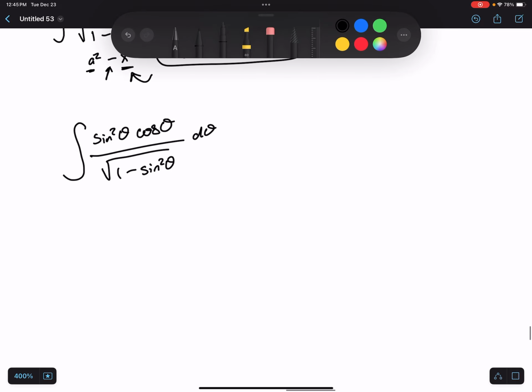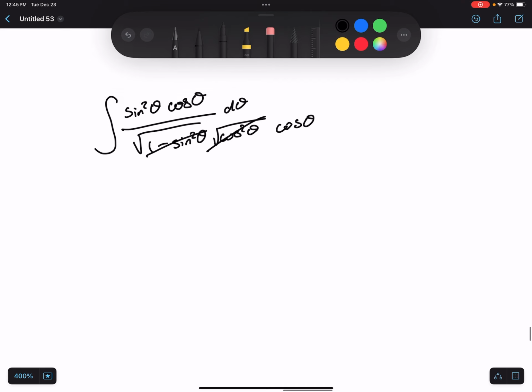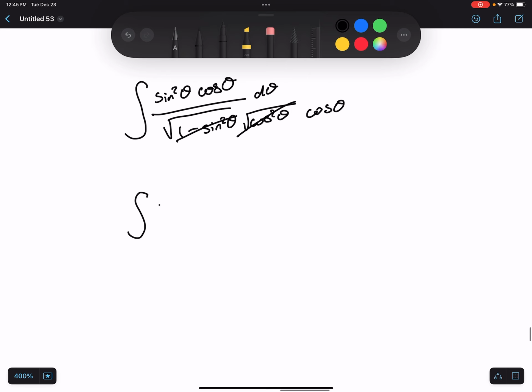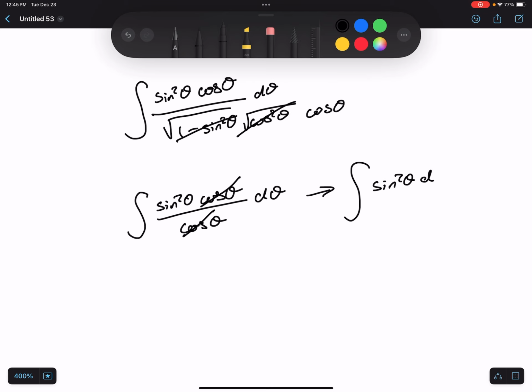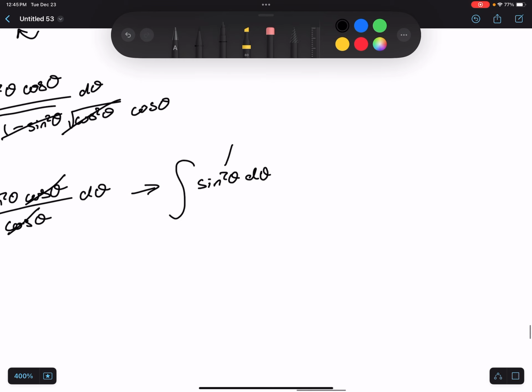Now, of course, using our Pythagorean identities from trig, we know that 1 minus sine squared theta is simply cosine squared theta, and because it's under a radical, that simplifies even further down to cosine theta. So this can all be rewritten as the integral of sine squared theta cosine theta over cosine theta d theta. The cosines will cancel, and so we really have the integral of sine squared theta d theta. Now we have a squared trig identity, so we'll have to perform a step down using a double angle identity.